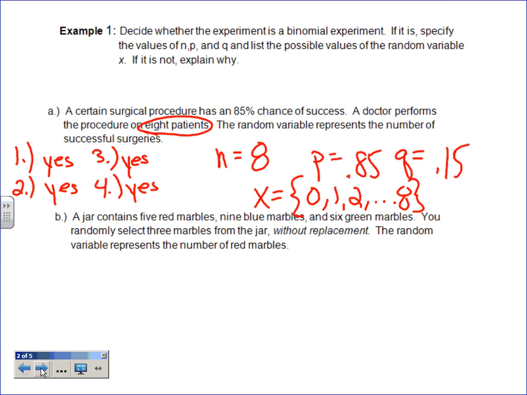So how about a jar contains 5 red, 9 blue, and 6 green marbles? So we've got a jar. You randomly select 3 marbles from the jar.